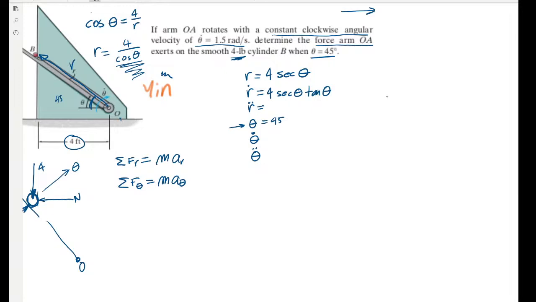Okay, so I've got dr dt. Well, I'm just going to leave the 4 off for right now. The secant of theta dt, but I have to do this.